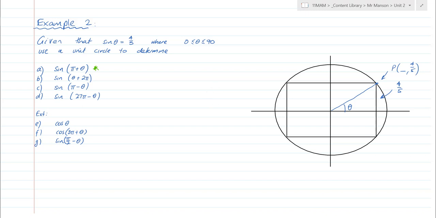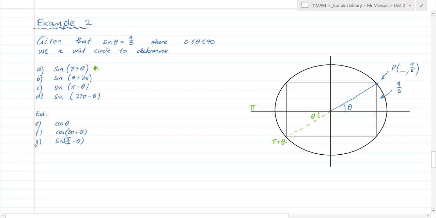So first of all, A, the green one, sine of pi plus theta. Well, pi is this angle around here. Remember, I'm using radians as much as I can now, but if you're not sure, pi is 180 degrees. So it's halfway around the circle. And pi plus theta is this angle down here. And it fits in my rectangle. That's theta, and here is pi plus theta.